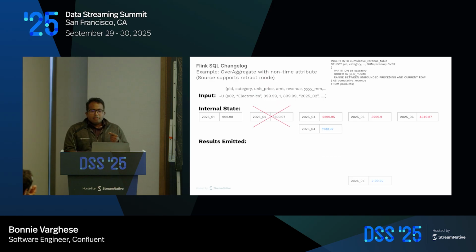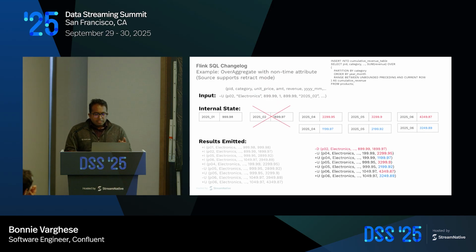What happens if a record is deleted? It's very similar. You find the record, you delete it from the state, you send a -D for that record because that record has been deleted. And for all the values in the state after that, you send a retract for it, that is -U, and then an update after for that with the new computed value.